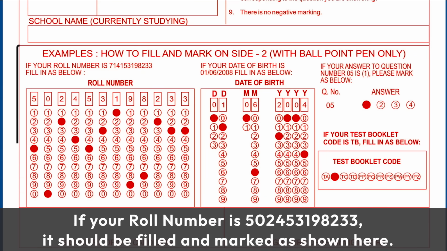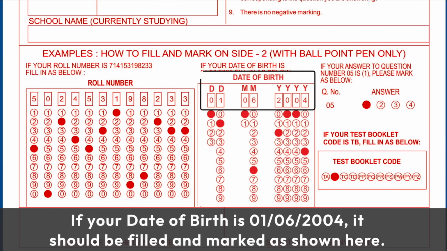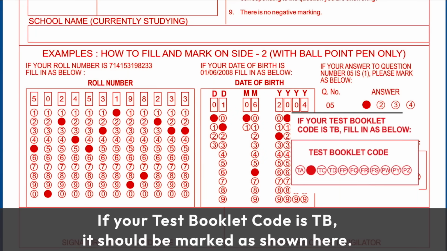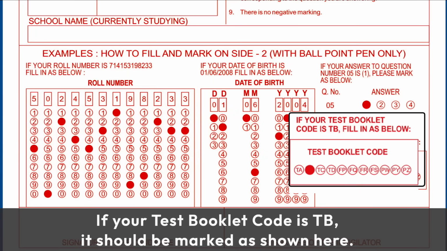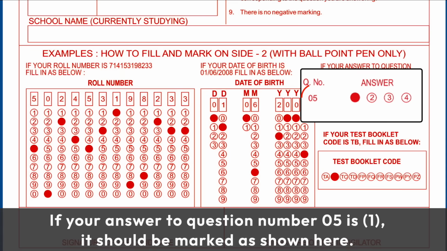For example, if your roll number is 502453198233, it should be filled and marked as shown here. If your date of birth is 1st June 2004, it should be filled and marked as shown here. If your test booklet code is TB, it should be marked as shown here. If your answer to question number 5 is option 1, it should be marked as shown here.